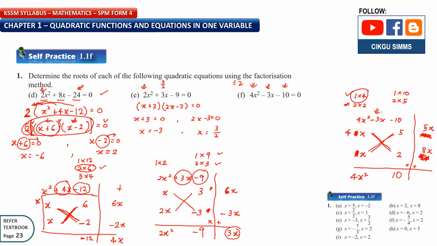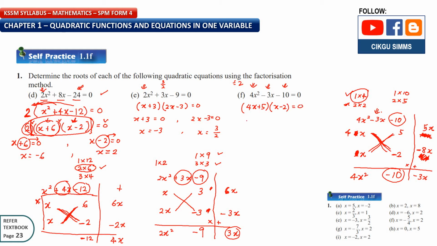Okay, so how to get negative 3? I put a negative on the bigger number, because 5 minus 8, you get minus 3x. But if you put it here, remember to put it here, okay, because negative 2 times 4x, you get negative 8. So it's negative 10. So let's check, it's a negative 10. Okay, so we solved it already. So we can put them in the bracket, 4x plus 5, and then x minus 2 is 0.